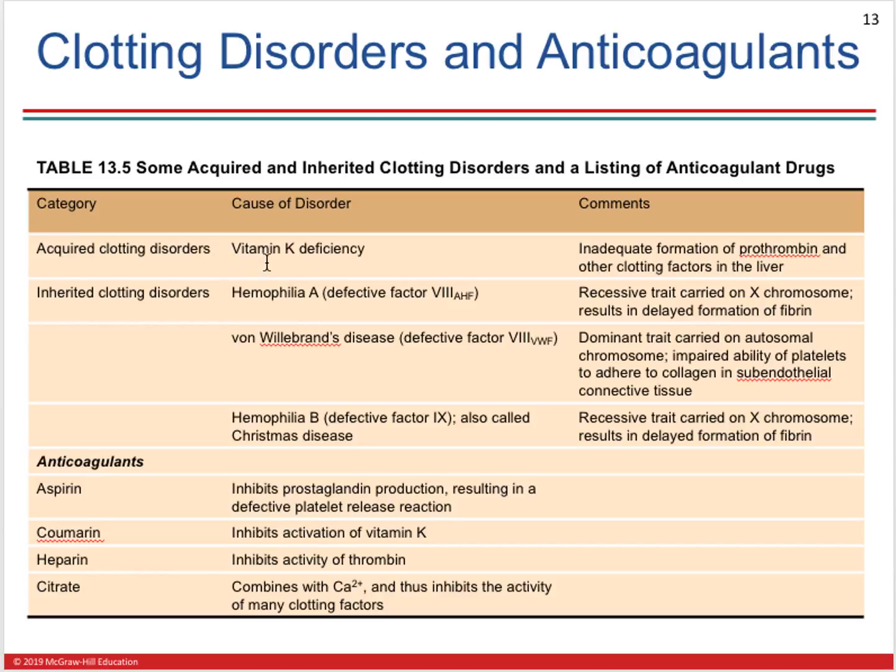So for example, you're not making enough vitamin K. As I mentioned, vitamin K is important for the formation of the functional form of a variety of clotting factors. And then there's a bunch of different anticoagulants. Aspirin, this is the most common one. And as you should remember from the previous chapter, this inhibits the formation of prostaglandin. It's a COX inhibitor. And so as a consequence, it prevents platelets from being sticky.